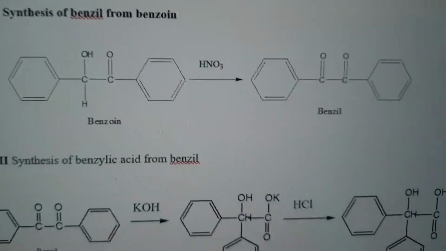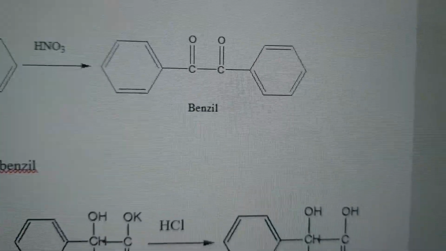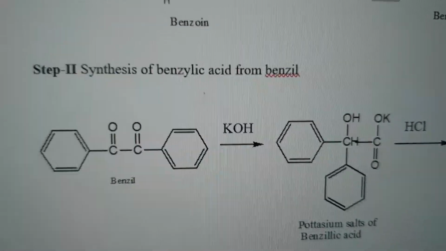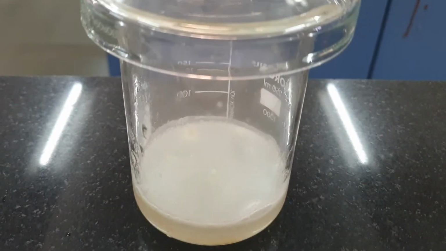So we'll get the reaction like this. We are going to synthesize benzil from this benzoin. That benzoin I have taken in the beaker, I have added the nitric acid, and now I am going to get this structure, that is benzil. In the next video we will see the second step of synthesis. Now we have to give some time to this reaction process, till then we will get the benzil.